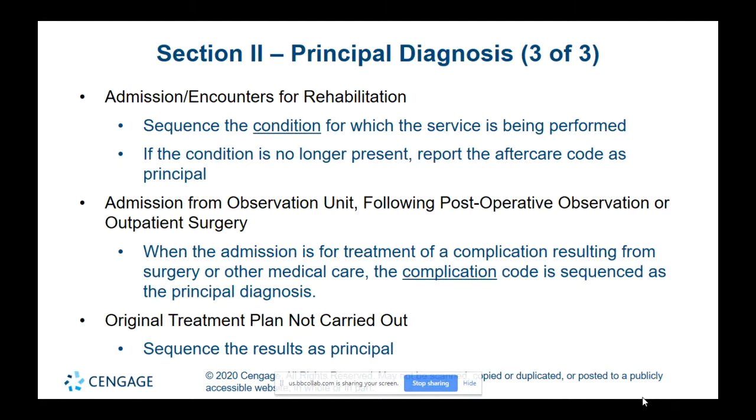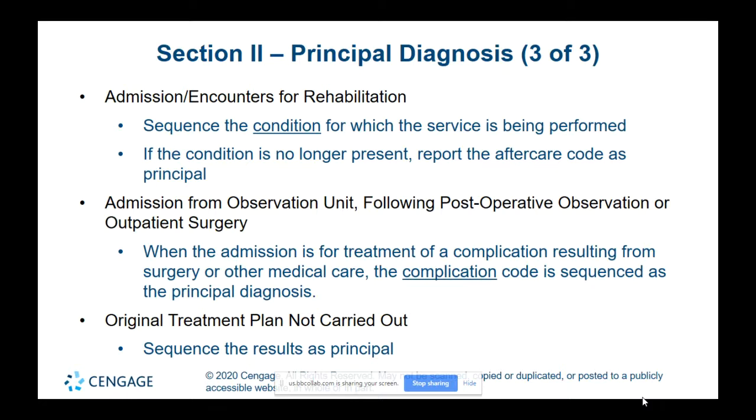Admissions encounters for rehabilitation, you're going to sequence the condition for which the service is being performed. If that condition is no longer present, then you're going to report the aftercare code. Again, we get into some of the specifics, or maybe an additional aftercare code, like a rehabilitation code, that you're going to put in there for the aftercare, depending on the healing and all that fun stuff.